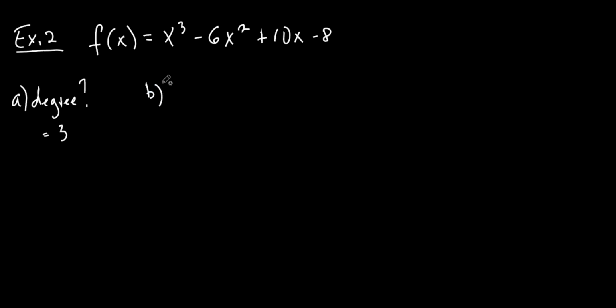Okay, part B says, what is the leading coefficient? All right, so again, you look for the highest degree. Which one is the highest degree? The 3. What is the coefficient to that term of the polynomial? It's 1, right? So the leading coefficient is 1, all right? And then, well, that's actually part A and B. Doesn't matter, but that's A and B. They ask you 2 questions.